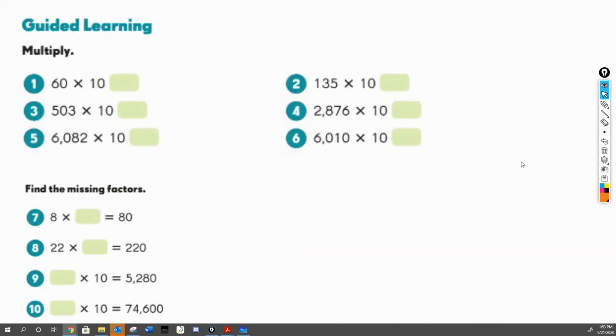Use the same strategy for all of these. Pay attention. Problems 7 through 10 are written in a little bit different manner. You're actually filling in missing factors instead of finding the products. Pause me. I'll work while I'm paused, you work while I'm paused, and then when you hit play, we'll compare answers.